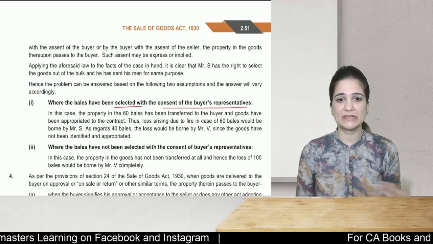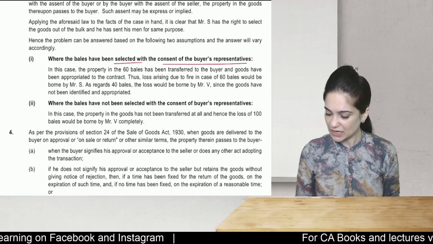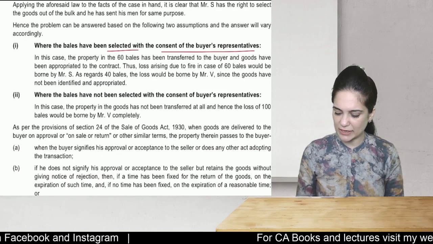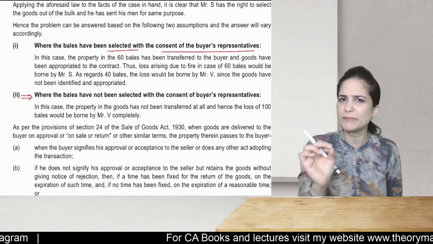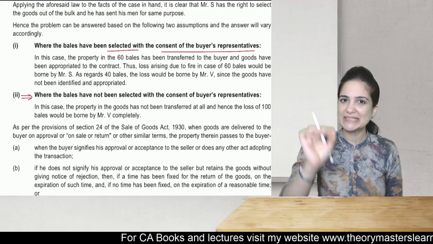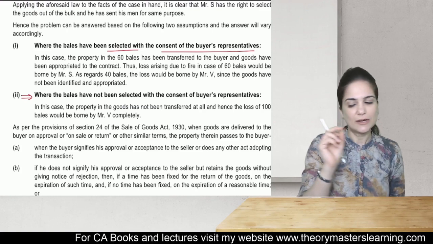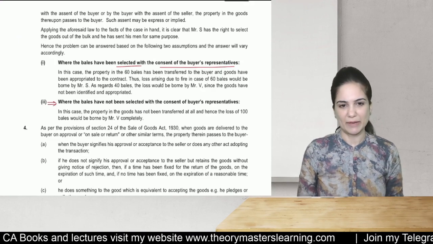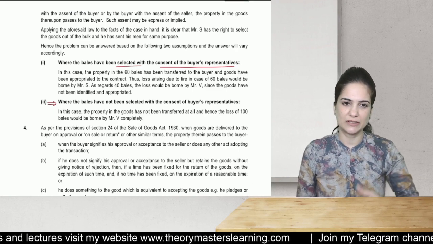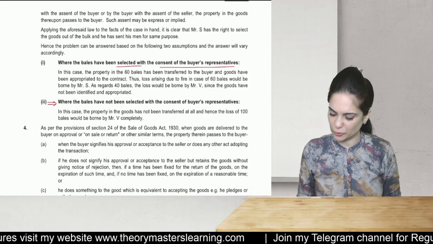But if they have not been selected with the buyer's representative or consent, then for the entire loss, the seller will be liable. Actually, this was not required in the question, because the question clearly mentioned that the buyer had sent his men to appropriate the goods. So actually, this is not required. I think they have just mentioned it so that it completes the entire provision.